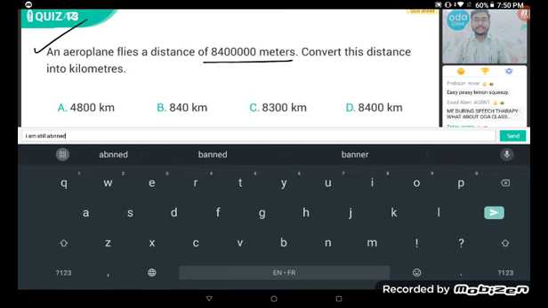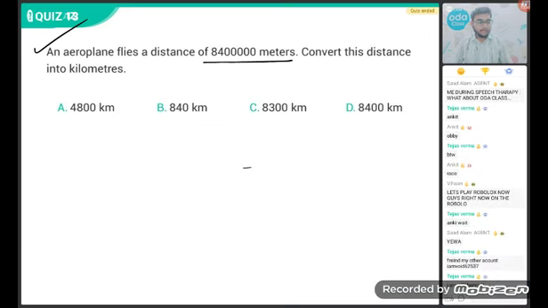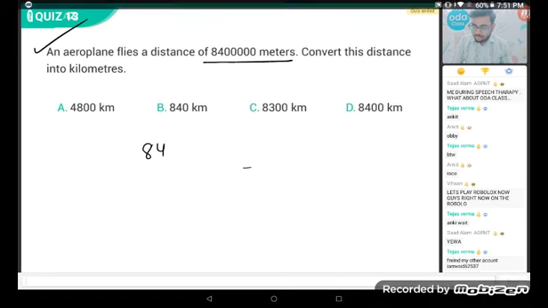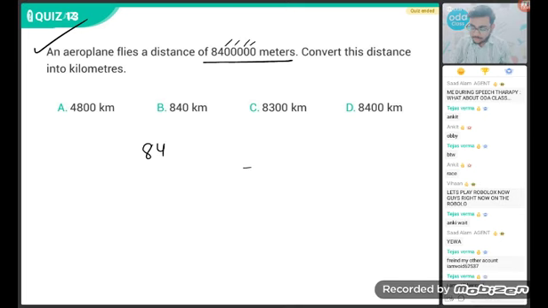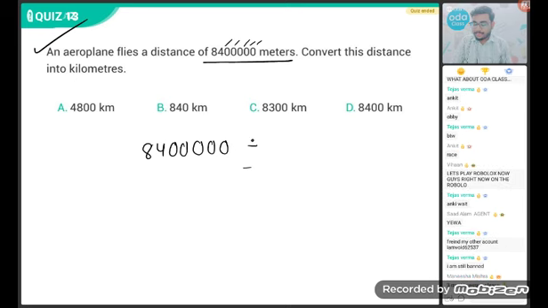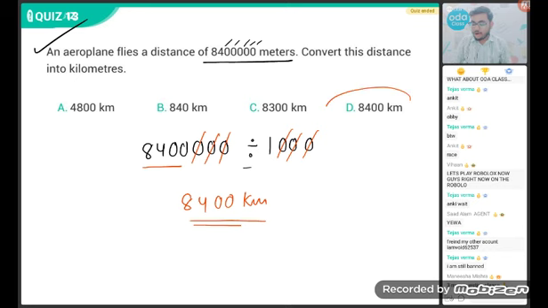Very good. So what is the correct answer, everybody? 84,000. How many zeros? 1, 2, 3, 4, 5. Divided by 1000. What you have to do? Cancel the zeros, that is 1, 2, 3, from this side. 1, 2, 3. The answer will be 8400 kilometers. Clear everyone? Option number D will be the correct answer.